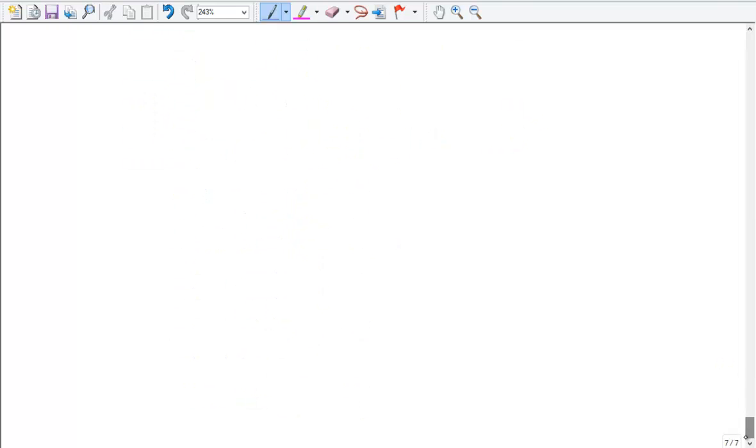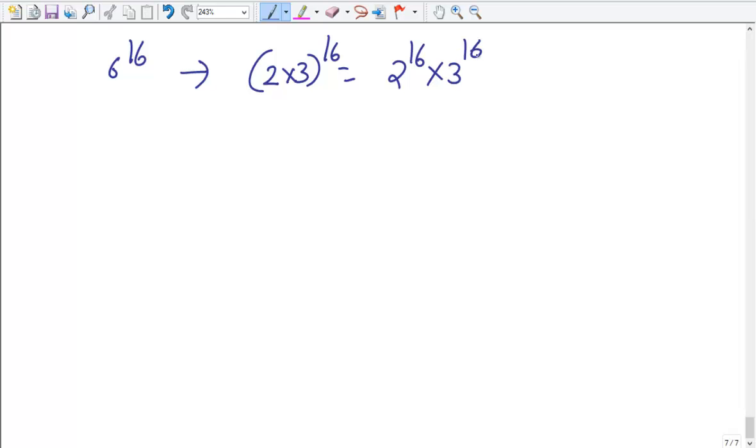Now to find the last two digits of 6, that's very easy. Let's say we want to find 6 power 16. We can write it as 2 into 3 whole power 16. Now we need to find the last two digits of 2 power 16 and 3 power 16, and we need to multiply them. That's very easy now.